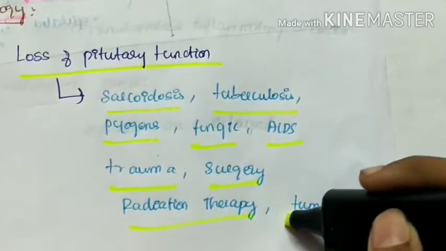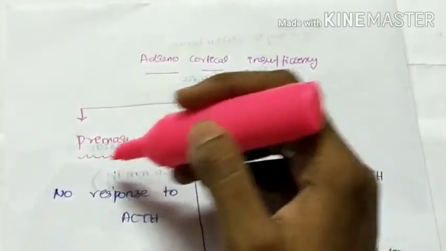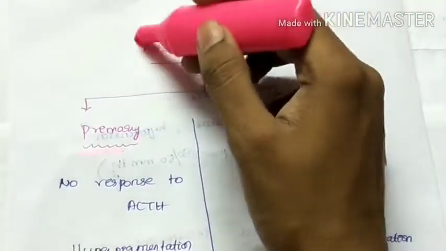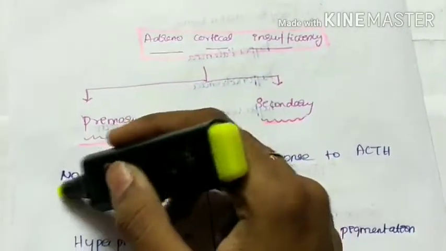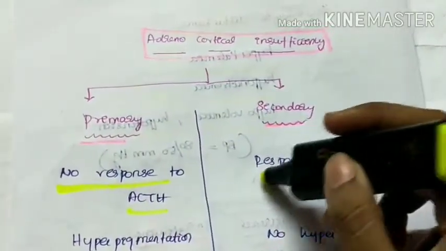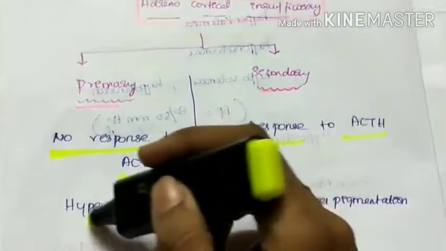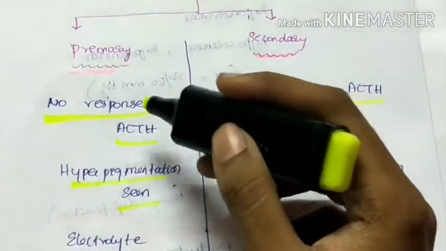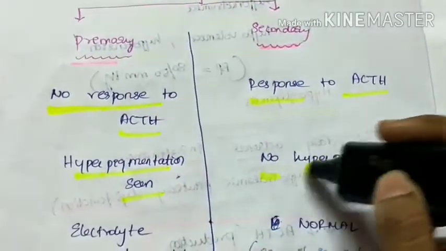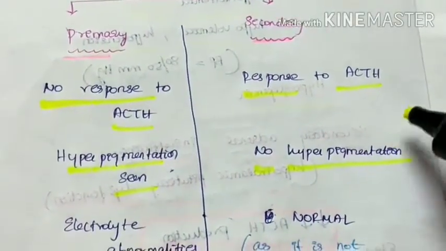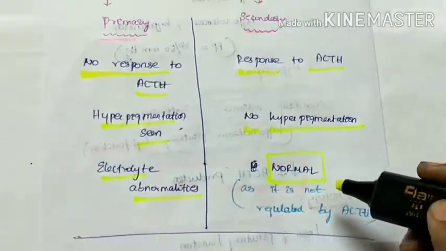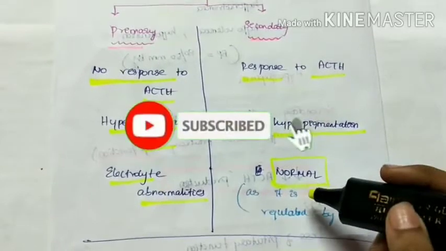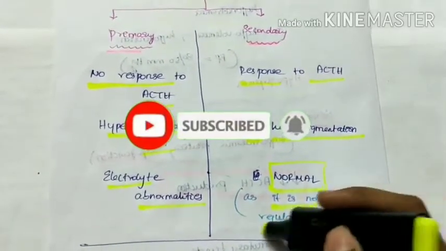radiation therapy, and tumors. The difference between the primary and secondary adrenocortical insufficiency. A primary adrenocortical insufficiency has no response to ACTH, whereas the secondary responds to ACTH. There is hyperpigmentation seen in case of primary adrenocortical insufficiency, but there is no hyperpigmentation in secondary adrenocortical insufficiency. Electrolyte abnormalities are present in primary, but they are absent, that is, the electrolyte levels are balanced in secondary adrenocortical insufficiency as it is not regulated by ACTH.